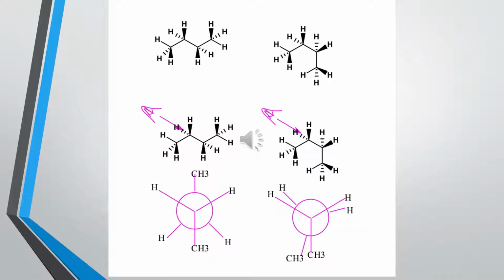What you'll see, though, if you look down that carbon-2, carbon-3 bond in that orientation, is something that looks like the drawing on the lower left, for the left-hand representation of N-butane. And for the right-hand conformer, looking down the same bond, you will see something that looks like the representation in the lower right. The lower left is the staggered conformation of N-butane. The lower right is the eclipsed conformation of N-butane.